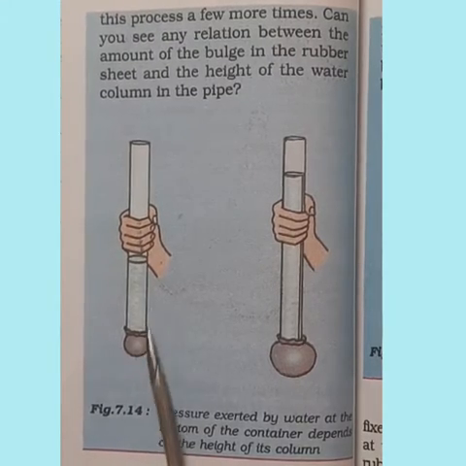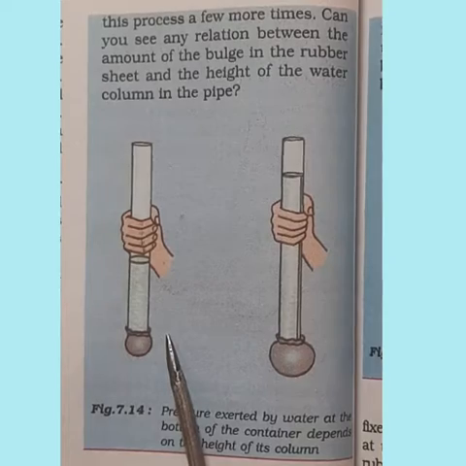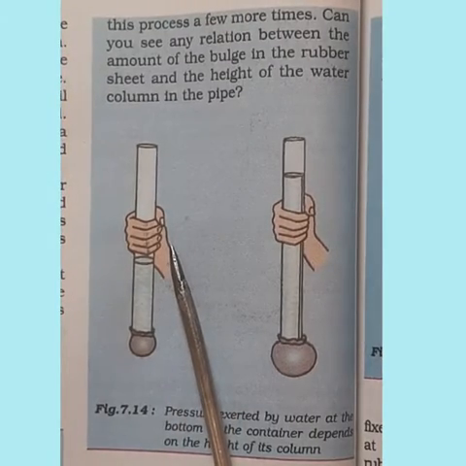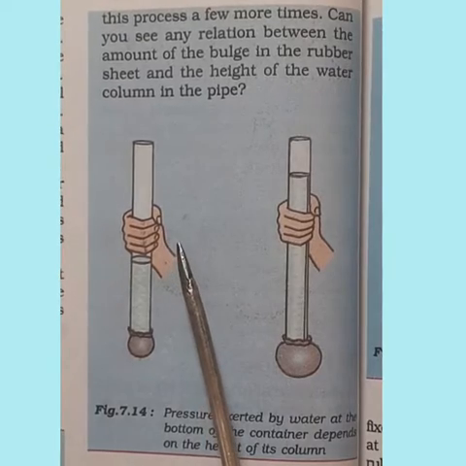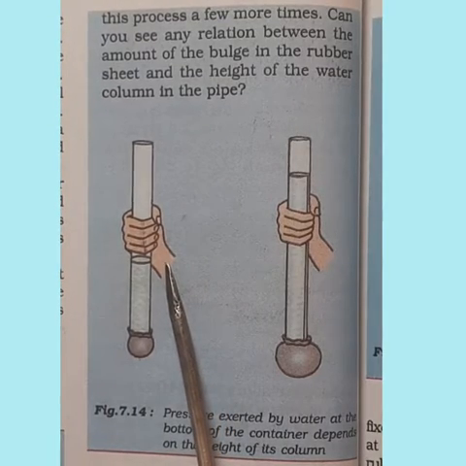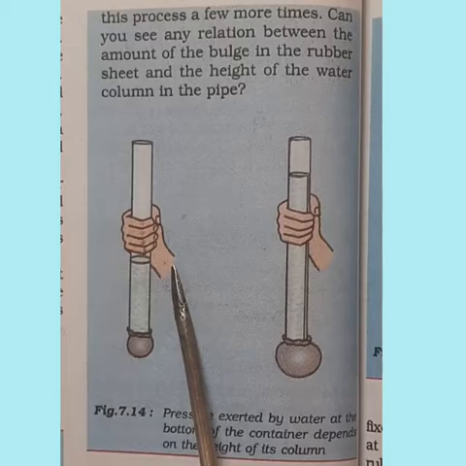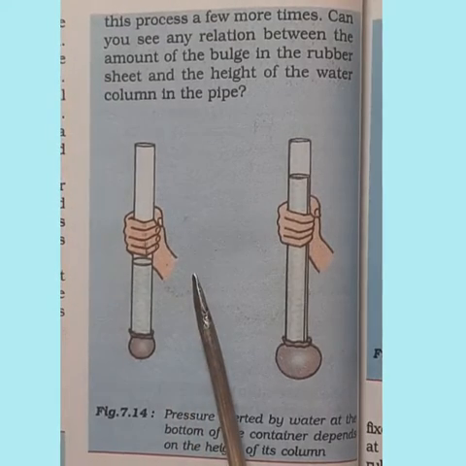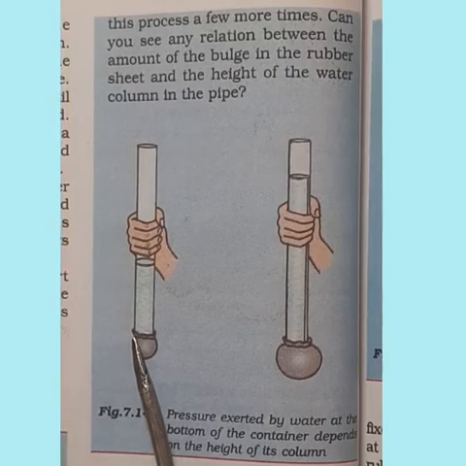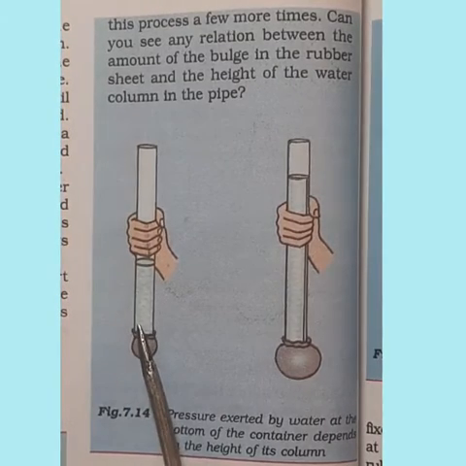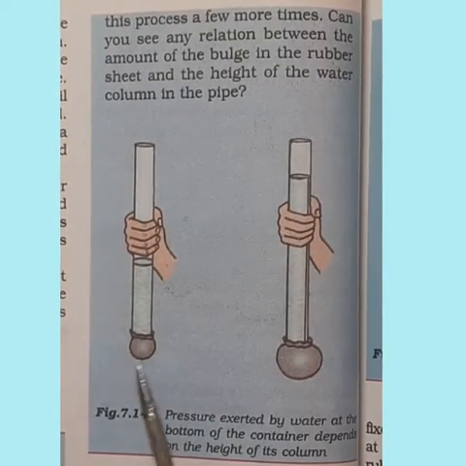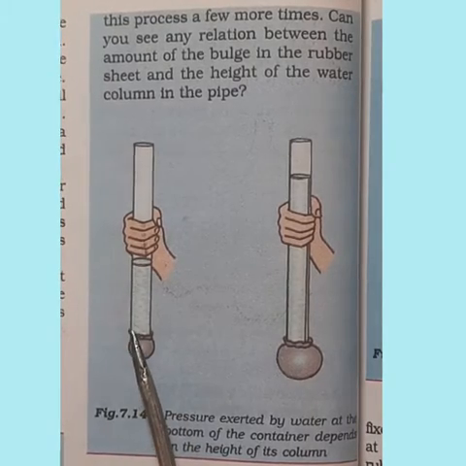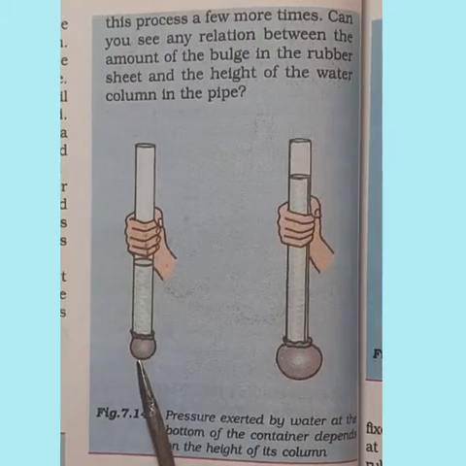Can you see in the picture here? Yes. Then you have to hold the pipe at the middle. Then with the help of one more person, water has to be put into the pipe. You can see that the rubber sheet will bulge out. Can you see the bulge of the rubber sheet or the balloon, whatever you have taken?